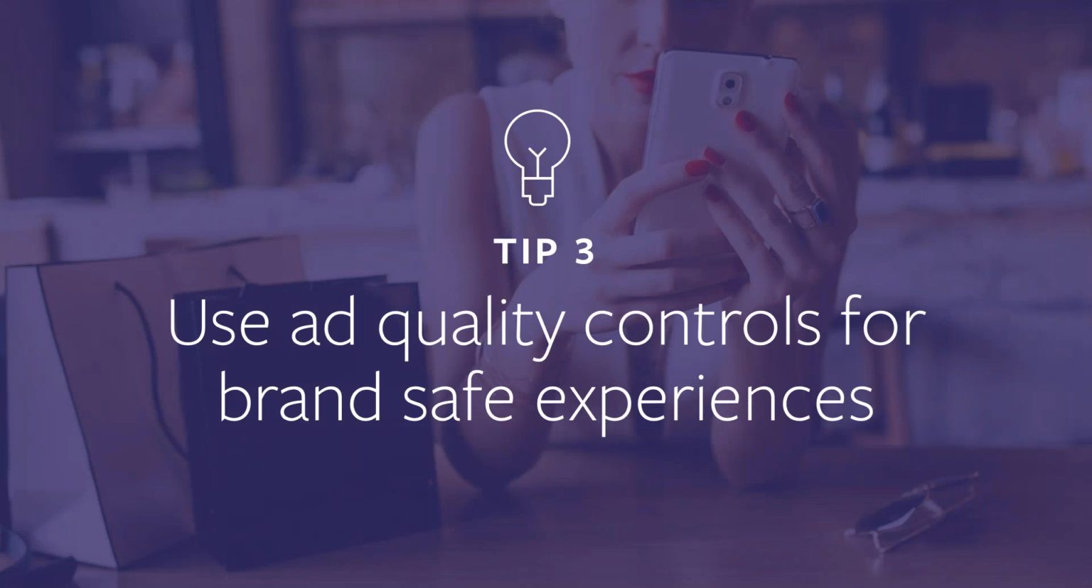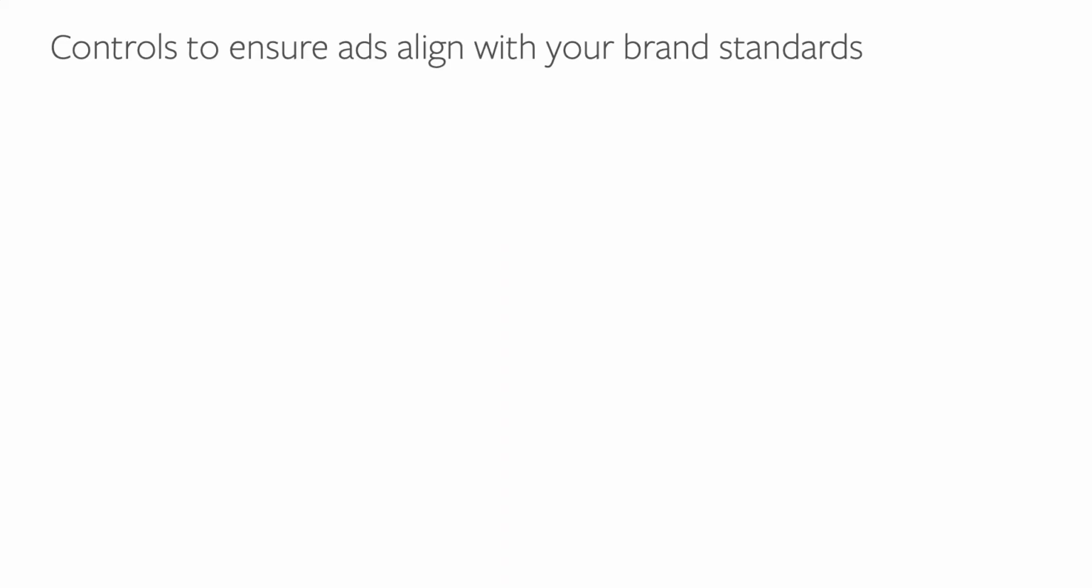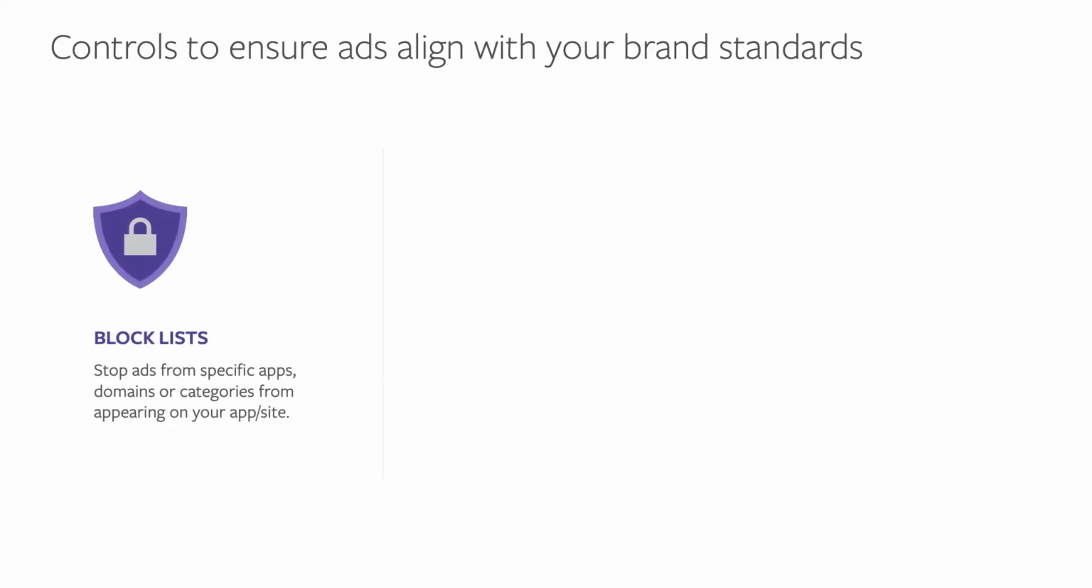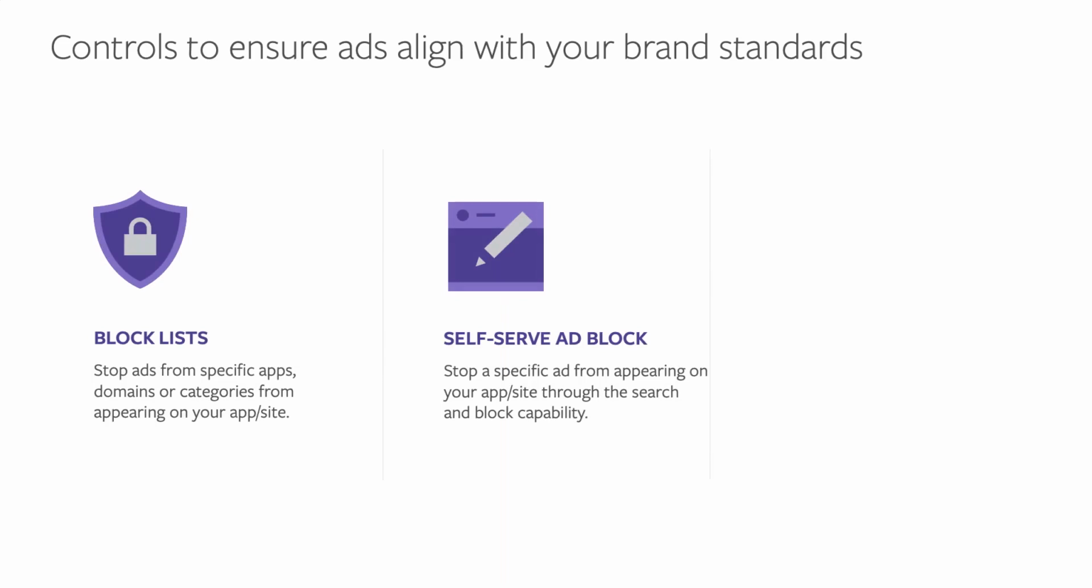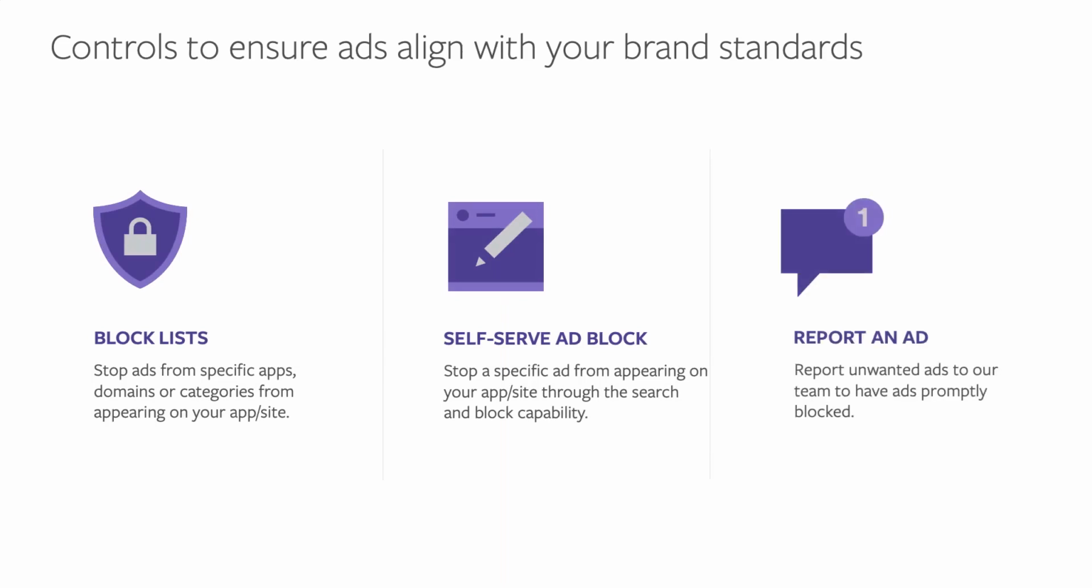Our third tip is to use the quality controls for a brand safe experience. So we have 3 different types of quality controls that we're going to cover today. We have our block list, which allows you to block apps from the iOS and Android App Store. We have a domain block list, which you can block domains for specific websites. And then you have the categories, which allows you to block a variety of categories.